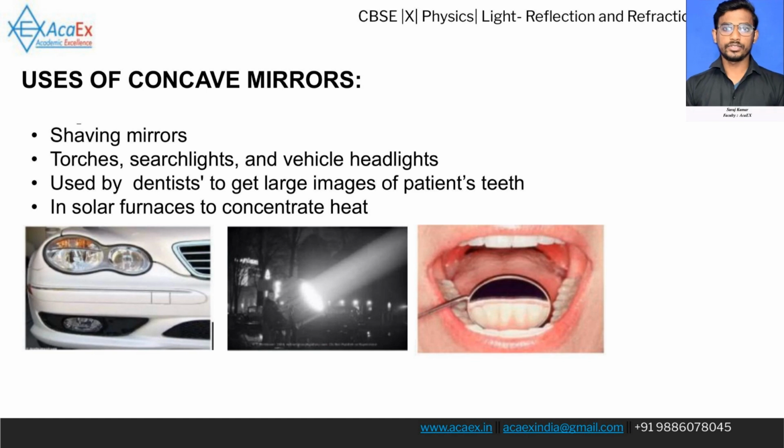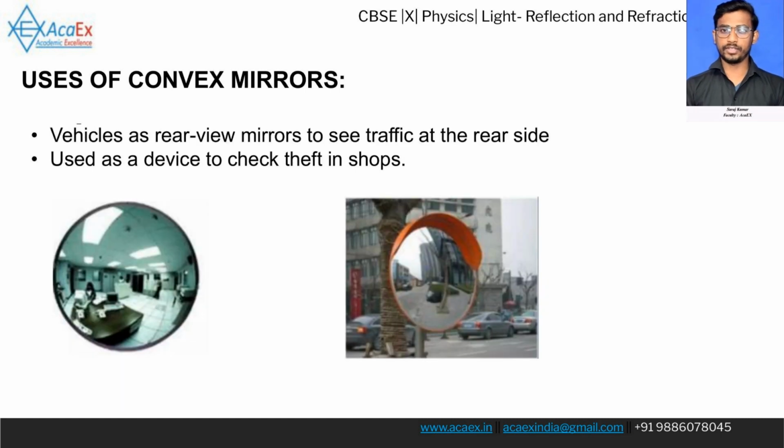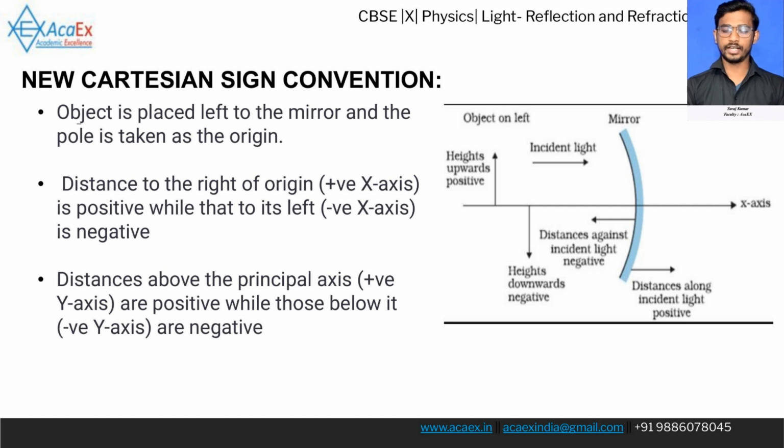Uses of concave mirrors. Concave mirrors are used in shaving mirrors, torches, searchlights, and vehicle headlights, by dentists to get large images of patients' teeth, and in solar furnaces to concentrate heat. Uses of convex mirrors. Convex mirrors are used in vehicles as rear view mirrors to see traffic at the rear side, and as a device to check for theft in shops. New Cartesian sign convention.